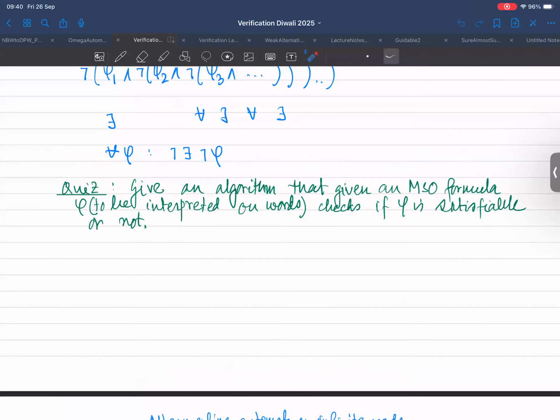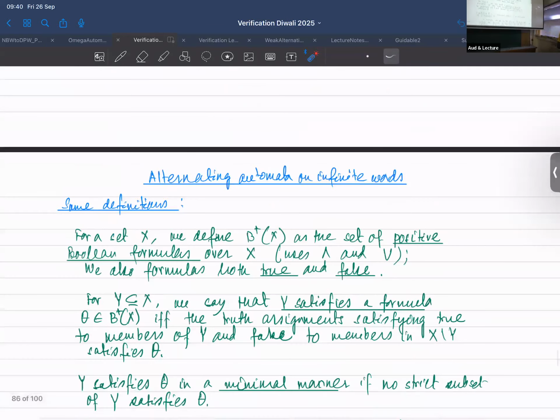Yes. Right? So we are asking for an algorithm which takes an MSO formula as input and checks whether that formula is satisfiable over word models, that is, whether there exists a word model which satisfies the formula. Essentially, you convert the MSO formula into an NBW and check for the emptiness of that NBW. If it's empty, then the formula is not satisfiable. Okay, good.